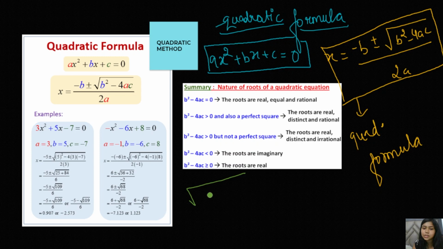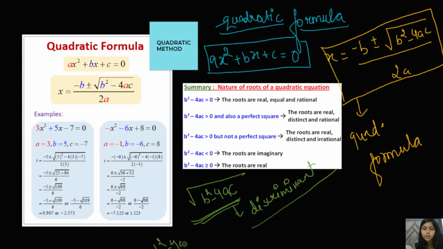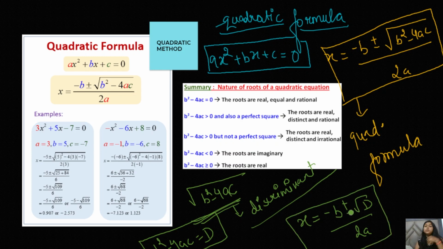Now here you can see that b square minus 4ac under root is a certain thing. This is what we call the discriminant. B square minus 4ac is also called capital D, which is the discriminant, and this formula can be written as x equals minus b plus minus root D by 2a. This is the short form for this formula, and D equals b square minus 4ac. I hope it is clear now.